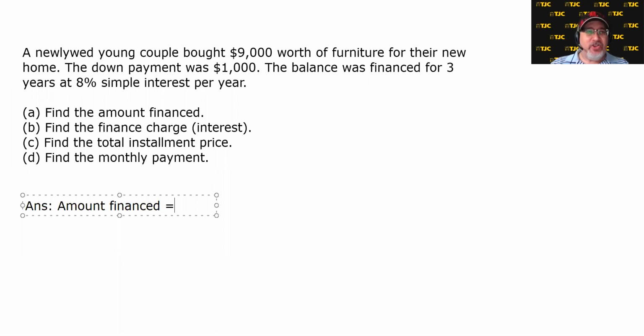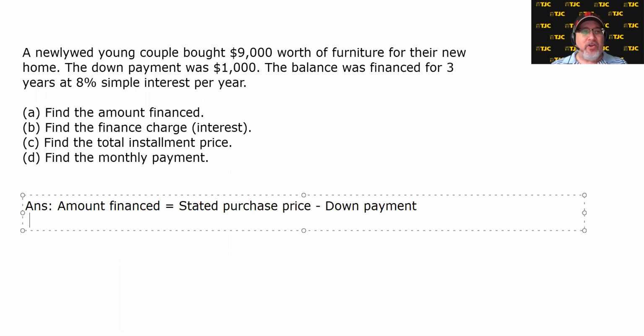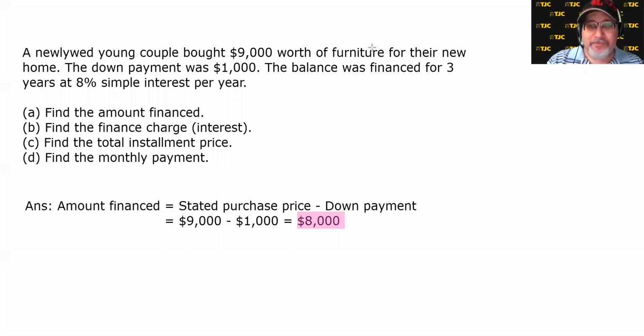The amount financed in general is how much you still owe after the down payment. So in this case, the amount financed is still the stated purchase price minus the down payment. As long as you remember the idea, amount financed means what do I still owe you, then it's usually pretty easy to calculate. We're buying something worth $9,000. We are giving them $1,000 right now, so that's an easy subtraction problem. And the amount financed is $8,000. So not a whole lot going on there.